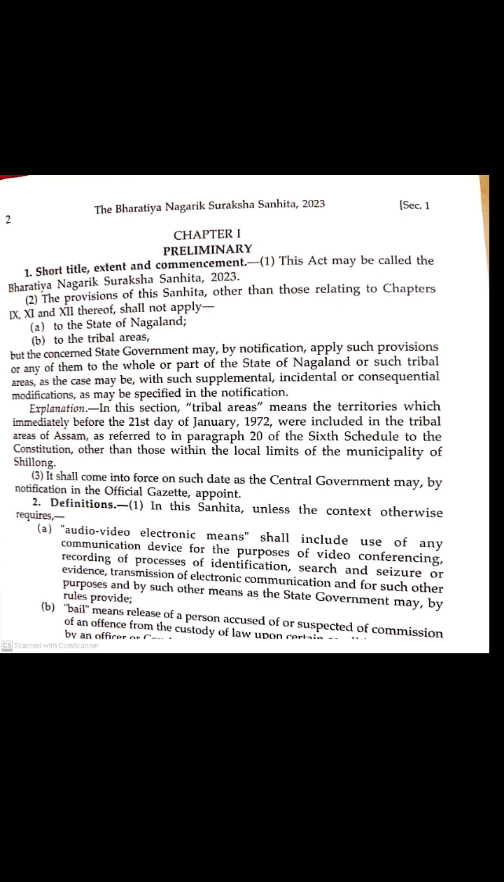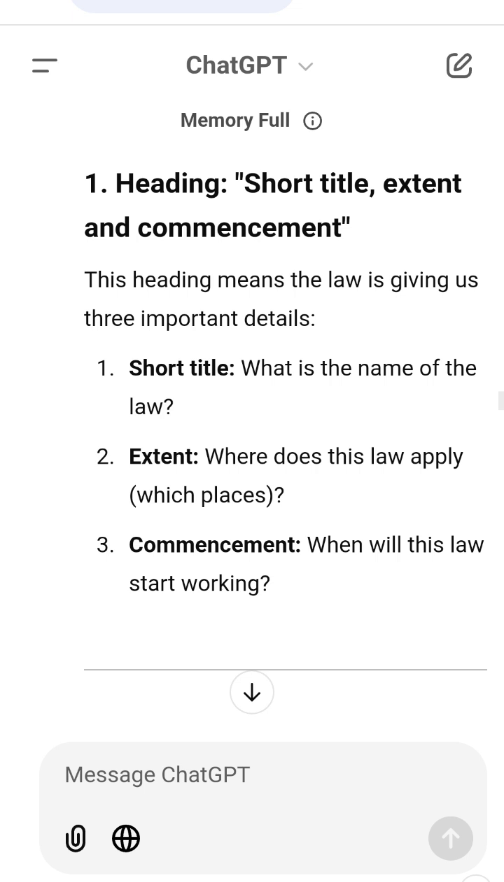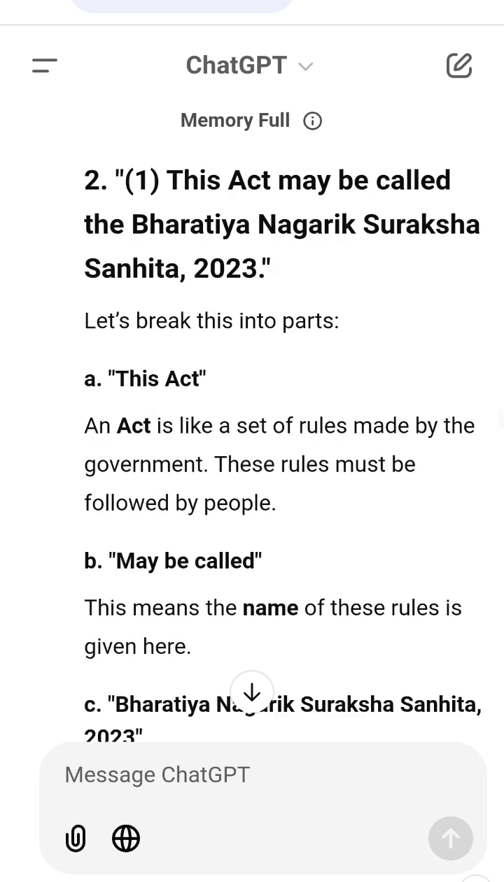B. To the tribal areas. A. Tribal areas are places where tribal people live. Tribal people are groups who follow their own traditions, languages, and ways of life. In India, these areas have special protections because tribal cultures are different from the rest of the country. B. Shall not apply. Most of the rules in this law will also not work in tribal areas.